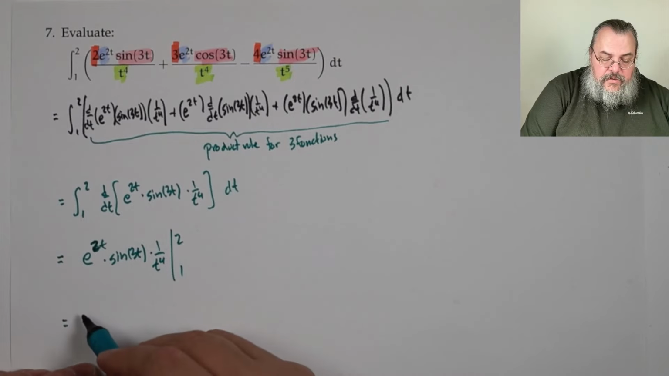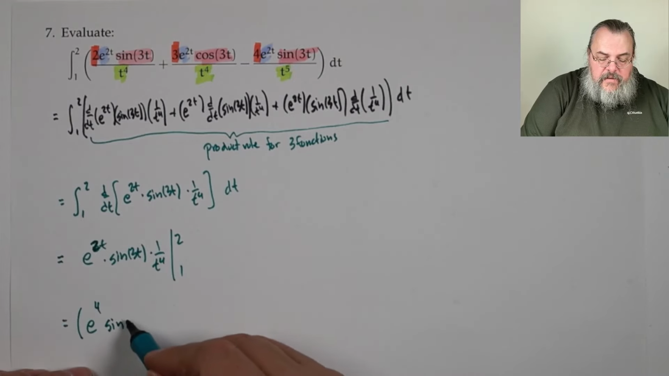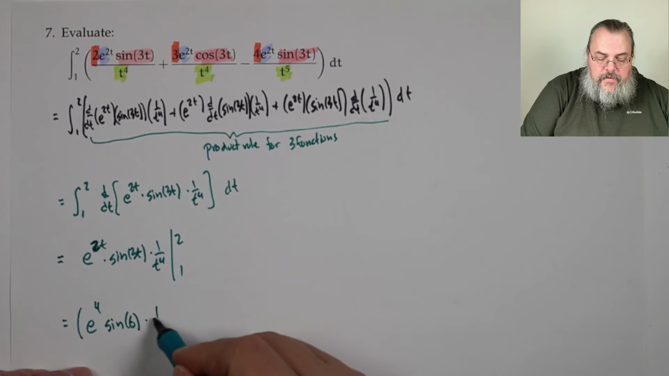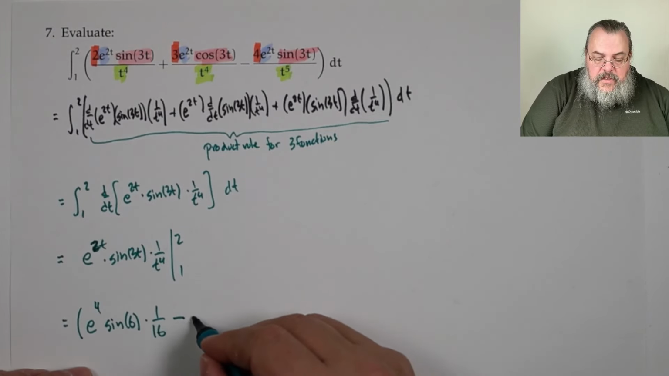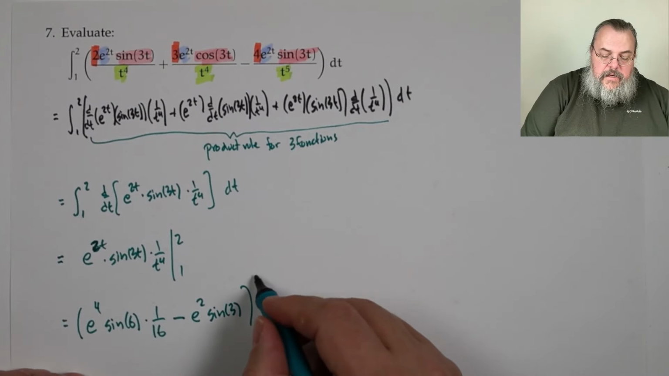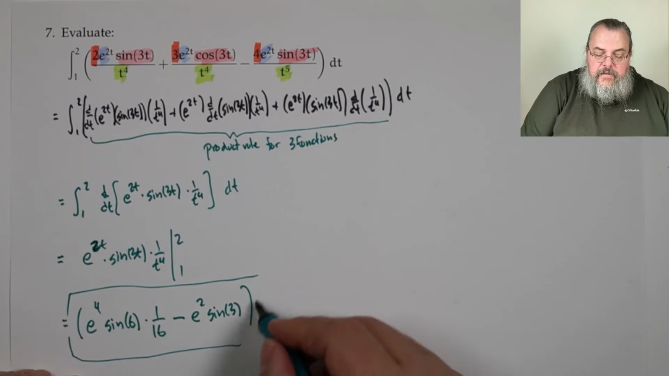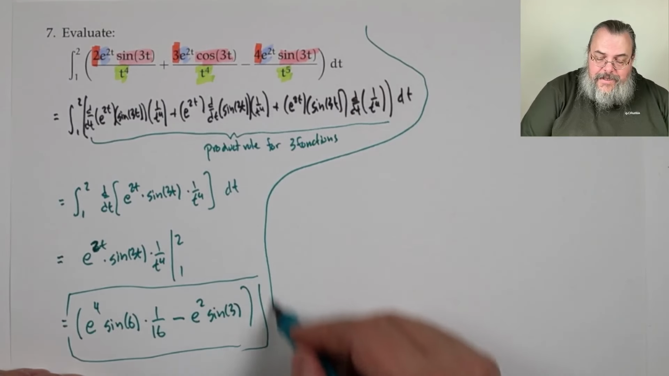So we plug in 2. We get e to the fourth times sine of 6 times 1 over 16. Then we're going to subtract e squared sine of 3 times 1 over 1 to the fourth. And that's the answer. All right, so that's our Calc 1 setting.